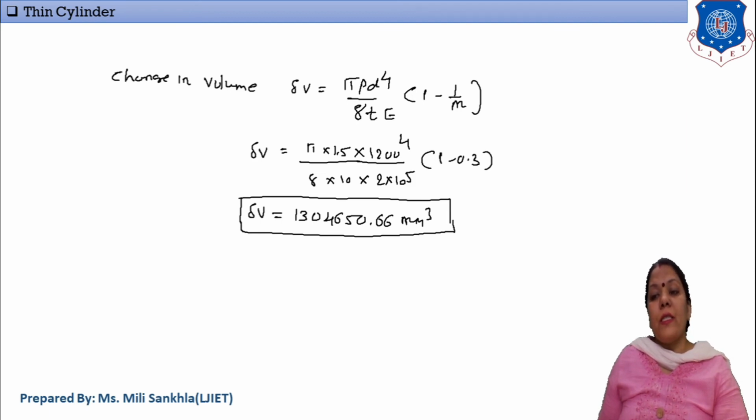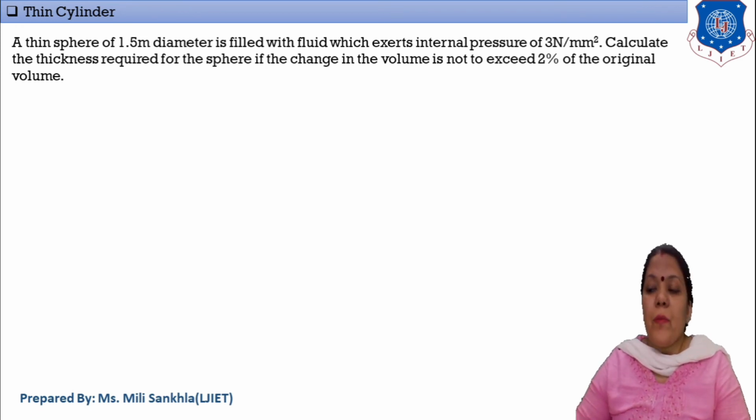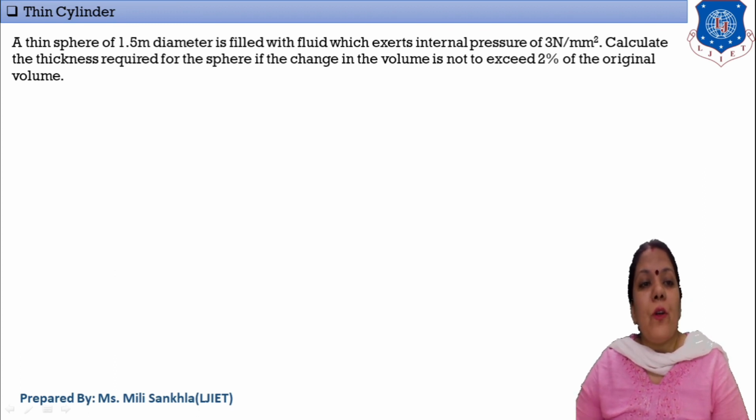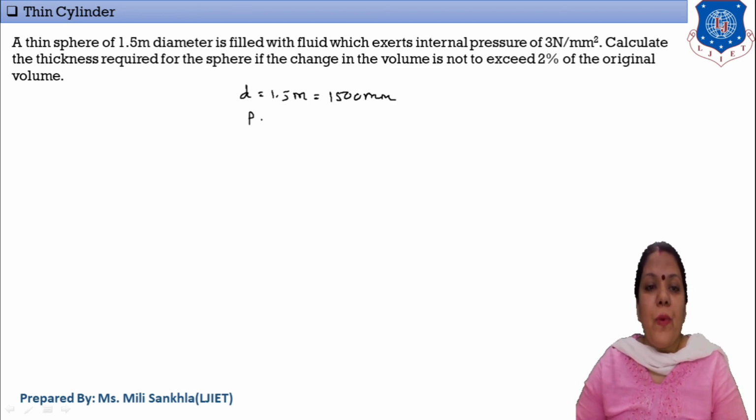Now we solve our second example, the last example of this spherical vessel. Before solving, we read the given data properly. In this example, a thin sphere of 1.5 meter diameter, write down here, D is equal to 1.5 meter, that means 1500 mm. And internal pressure P is given as 3 Newton per mm square. Now find out or calculate the thickness.